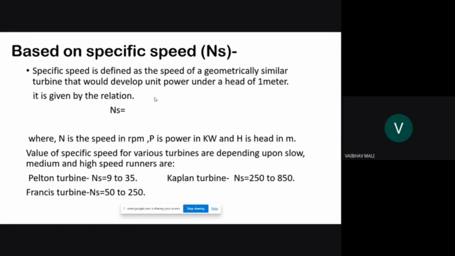Further, turbines are classified on specific speed. Specific speed is defined as the speed of a geometrically similar turbine that would develop unit power under a head of 1 meter. The specific speed of a Pelton turbine is 9 to 35, a Kaplan turbine is 250 to 850, and a Francis turbine is 50 to 250.